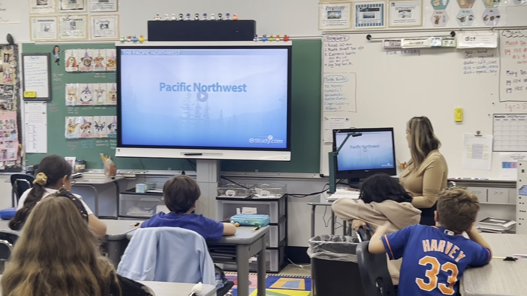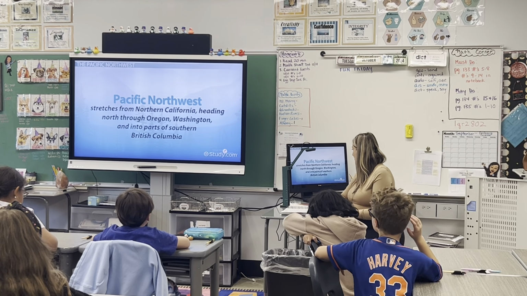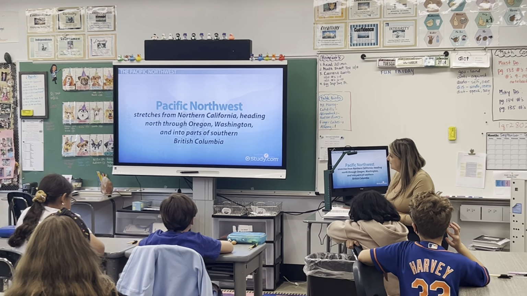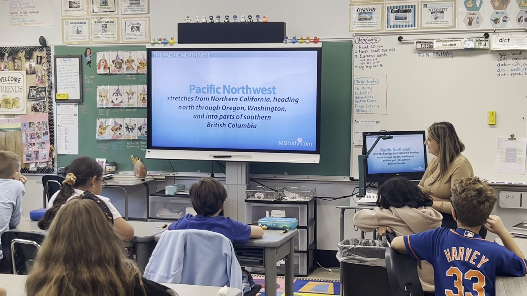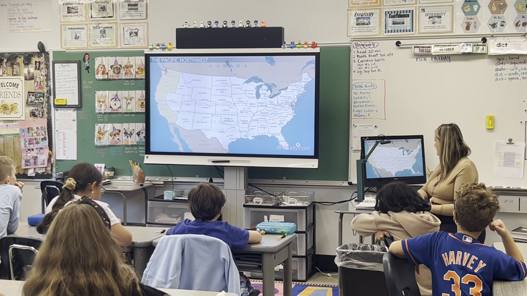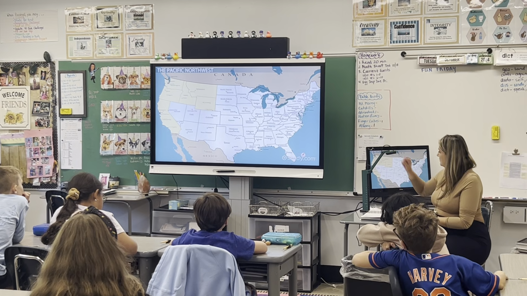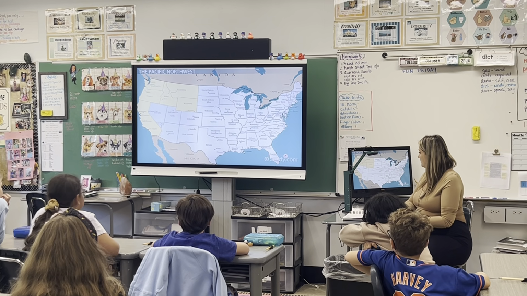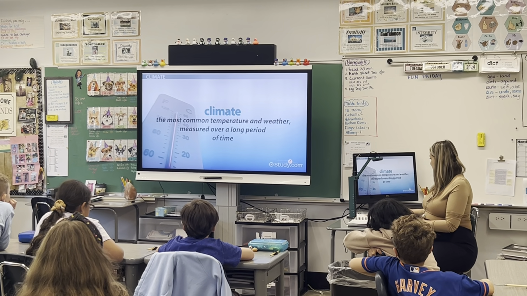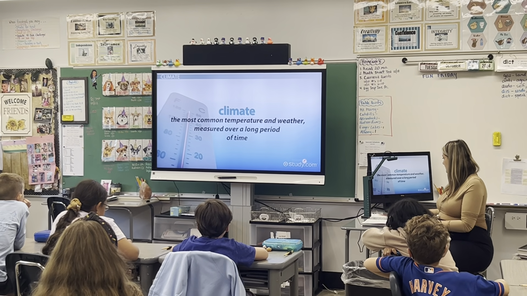The Pacific Northwest area stretches from Northern California, heading north through Oregon, Washington, and into parts of southern British Columbia in Canada. Some even consider parts of Idaho, Montana, Wyoming, Alaska, and Yukon in Canada part of the Pacific Northwest. The climate of an area is the most common temperature and weather, measured over a long period of time.